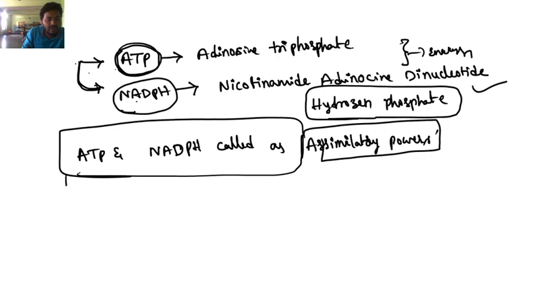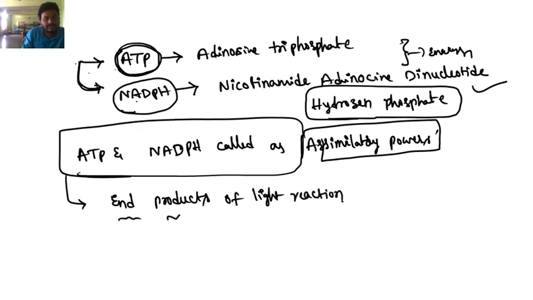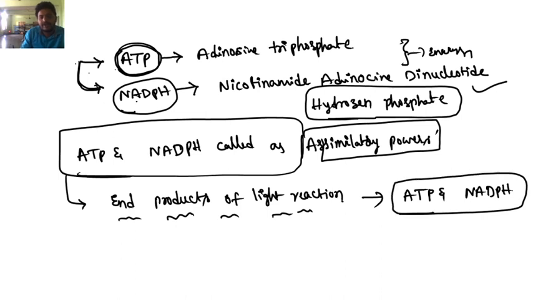What are the end products of light reaction? ATP and NADPH. This is the light reaction.